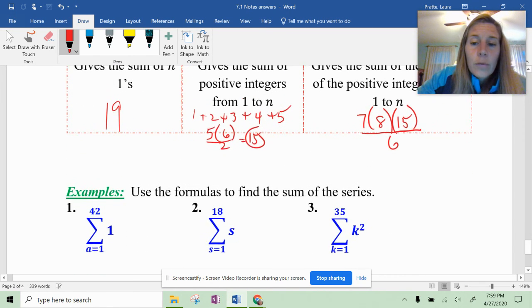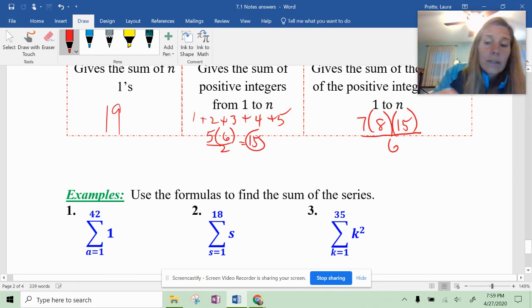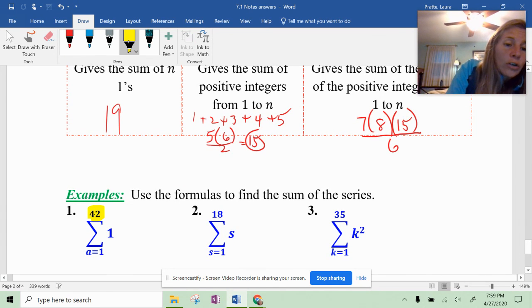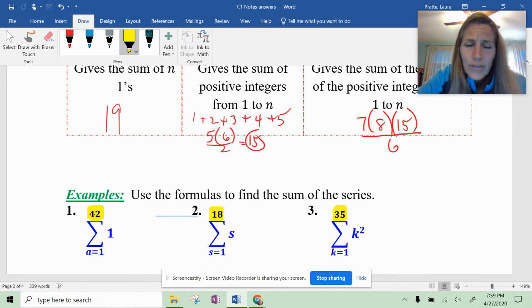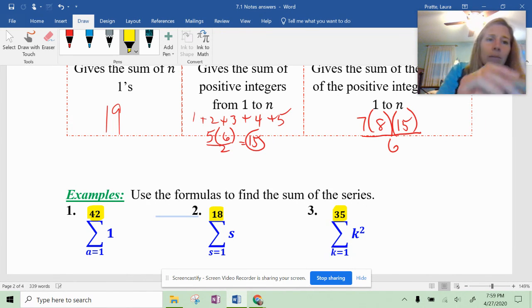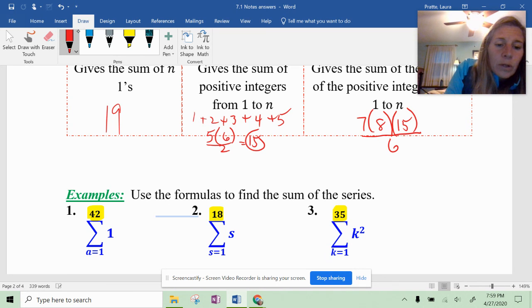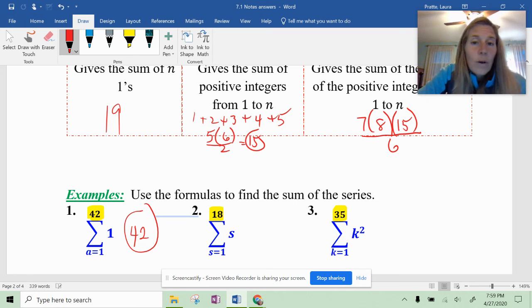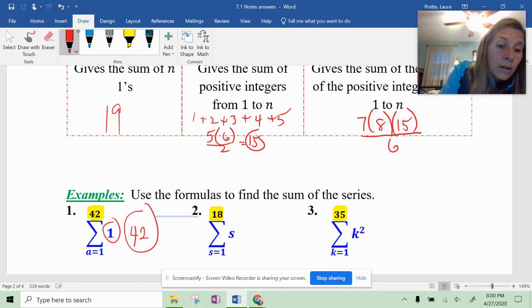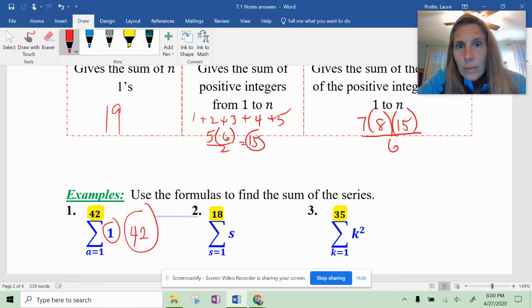Okay, so using the formulas to solve these. You notice that the numbers on the top are fairly large. That's why we would use these formulas as opposed to just making the list and adding them. If the numbers are kind of low, making them and adding them is fine. So for this one, all you're going to do is know that the answer is 42. You don't have to do anything because this was a 1. If you're going from 1 to 42, you're just adding 1 42 times, which obviously is 42.